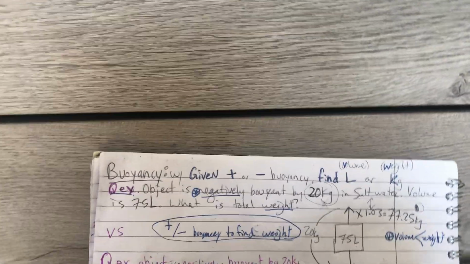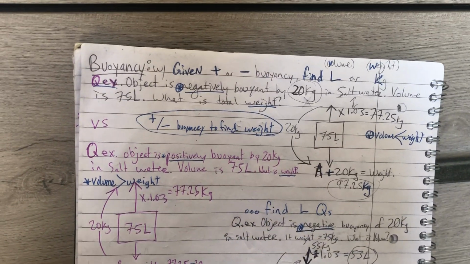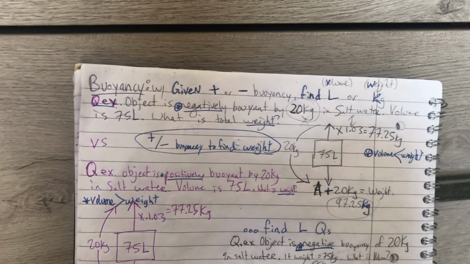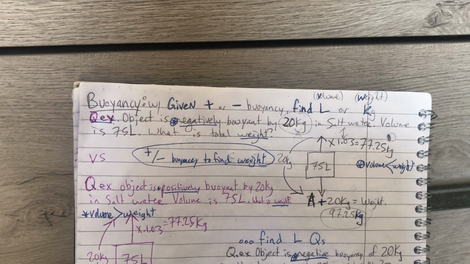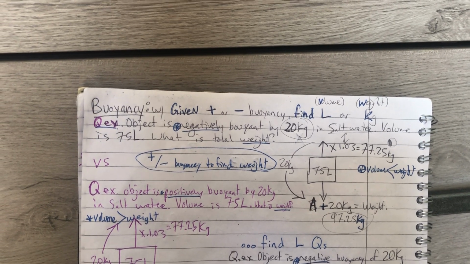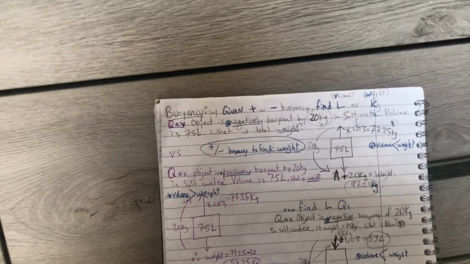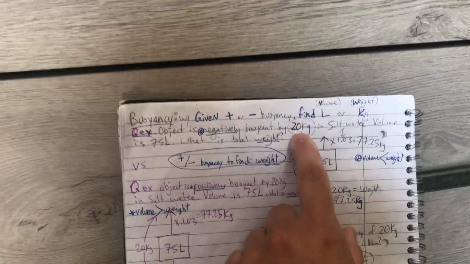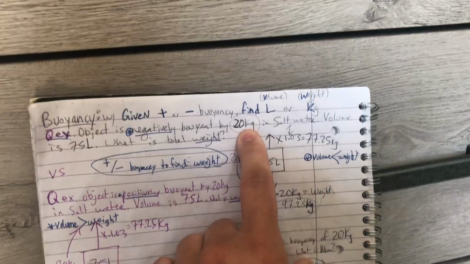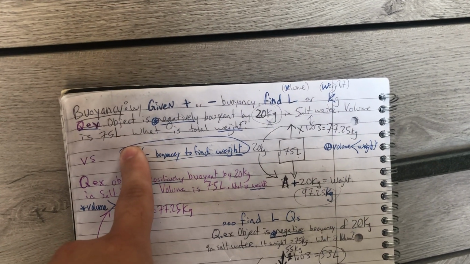Okay, so we have 4 questions here, and we're looking at things that are negatively or positively buoyant. If we have the exact number of difference, we can figure out the missing thing, weight or volume. Okay, good. First question here: the object is negatively buoyant by 20 kilograms in salt water. The volume is 75 liters, so what is the weight?